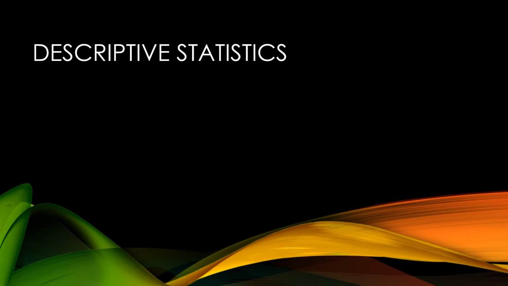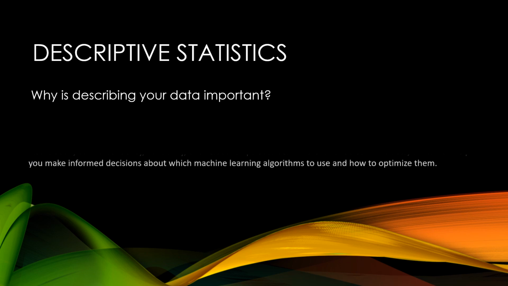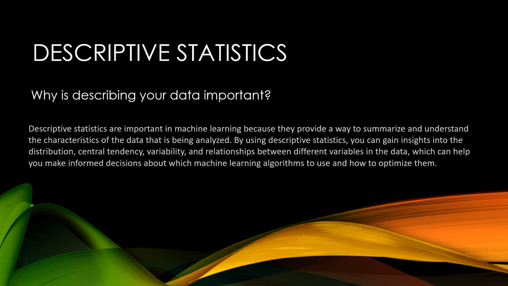So let's go ahead and look at descriptive statistics and exactly how they apply to machine learning and probability. So why is describing your data important? This is an interesting topic here, right? Descriptive statistics are important in machine learning because they provide a way to summarize and understand the characteristics of the data that is being analyzed.